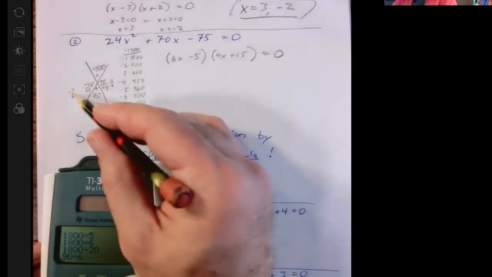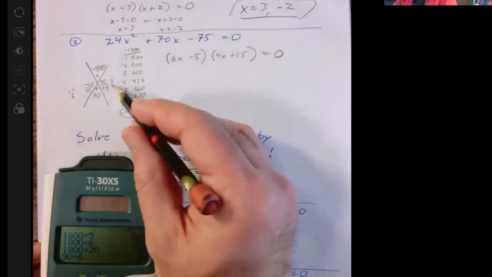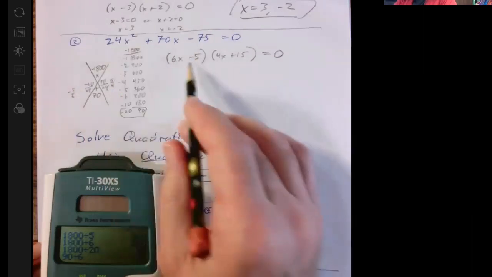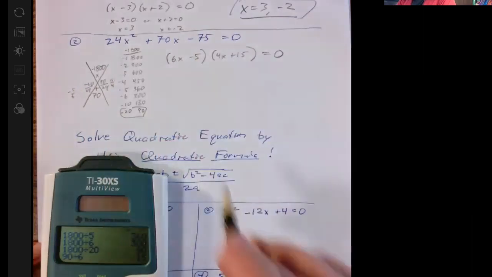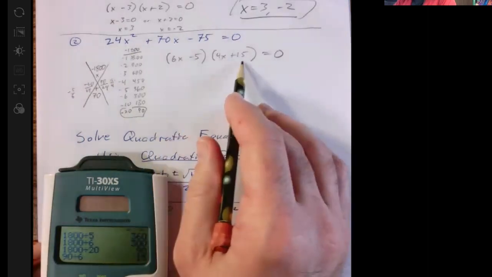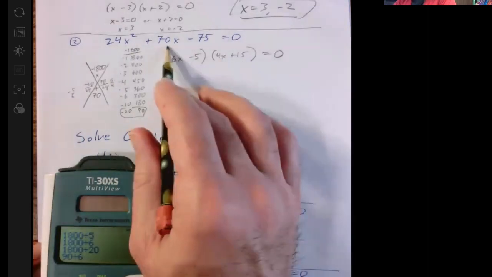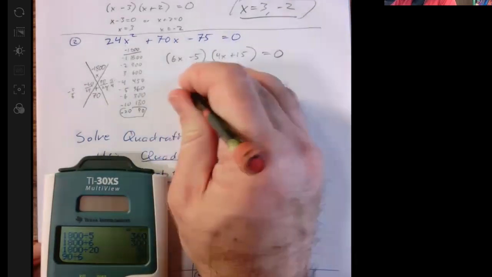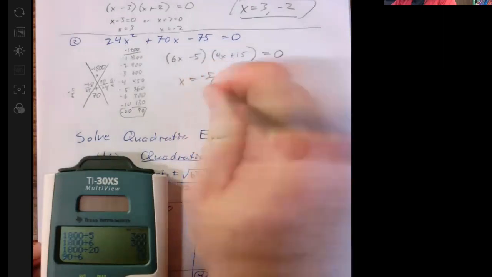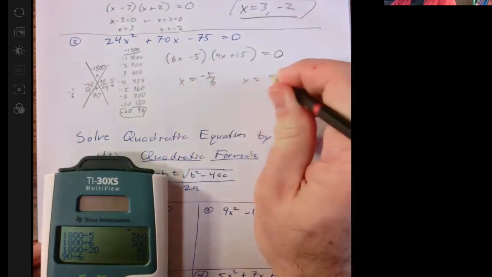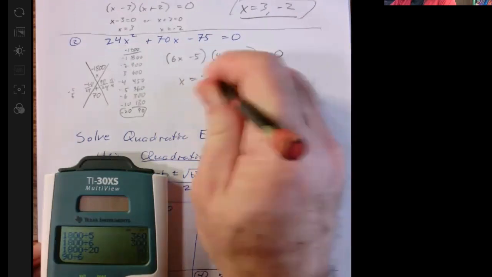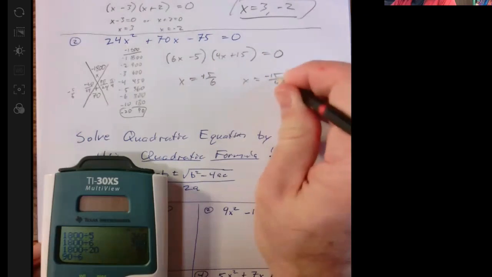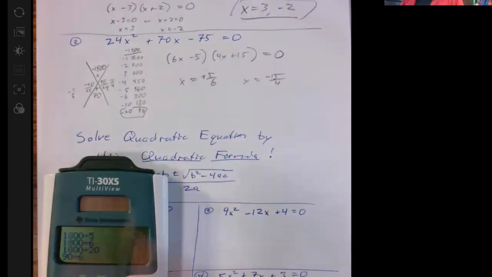And so this is my 6x minus 5, 4x plus 15. Let's double check. 6x times 4x is 24x squared. Good. 6 times 15 is 90. Minus 20 is my positive 70, and negative 5 times 15 indeed is that. So these are my answers. Either x equals positive 5/6, or x equals negative 15 fourths. Whew, that was not fun or easy.